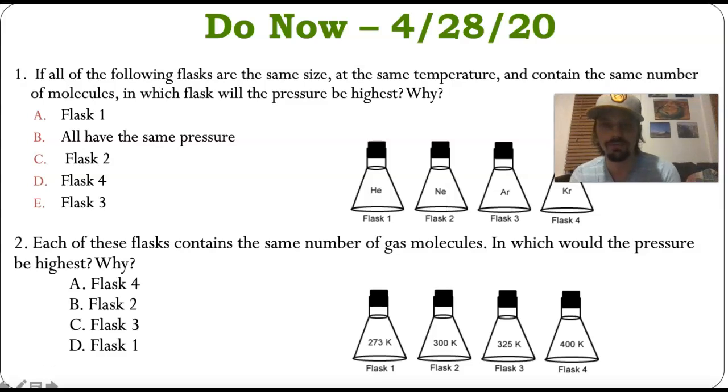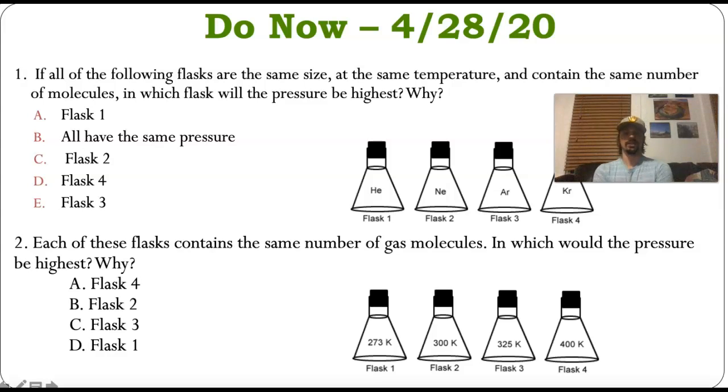All right, so here I have 4 flasks. They're all the same size, and they're at the same temperature. They contain the same number of molecules. In which flask will the pressure be the highest? And I want you to try to think about why. Okay? And then number 2, each of these flasks contains the same number of gas molecules. In which would the pressure be the highest? So in this case, I'm varying the temperature. Okay? So take a second and try to answer those 2 questions.